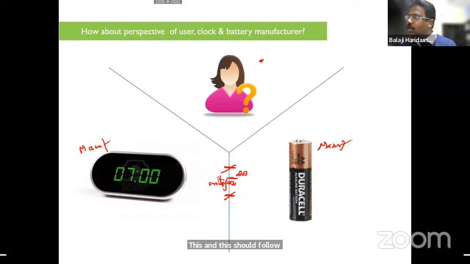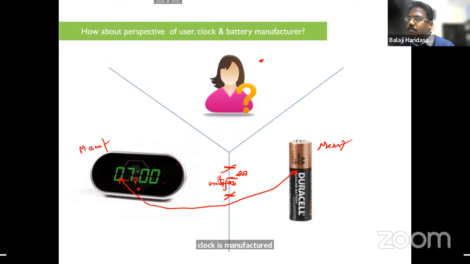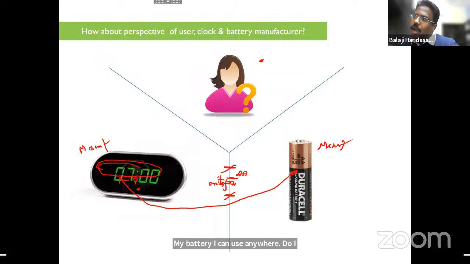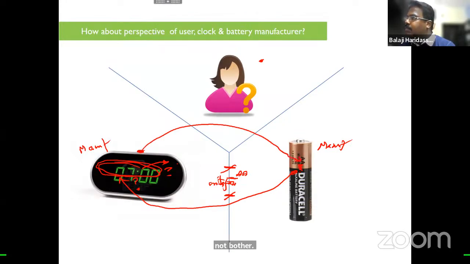Now, should this battery manufacturer care about how the clock is manufactured? He should know the standard. No, no. My battery I can use anywhere. Do I need to bother about how the internal working of this is, what the circuitry of this is? I don't need to bother. Similarly, this manufacturer should not bother about how the internal working of this battery happens. They should not care.